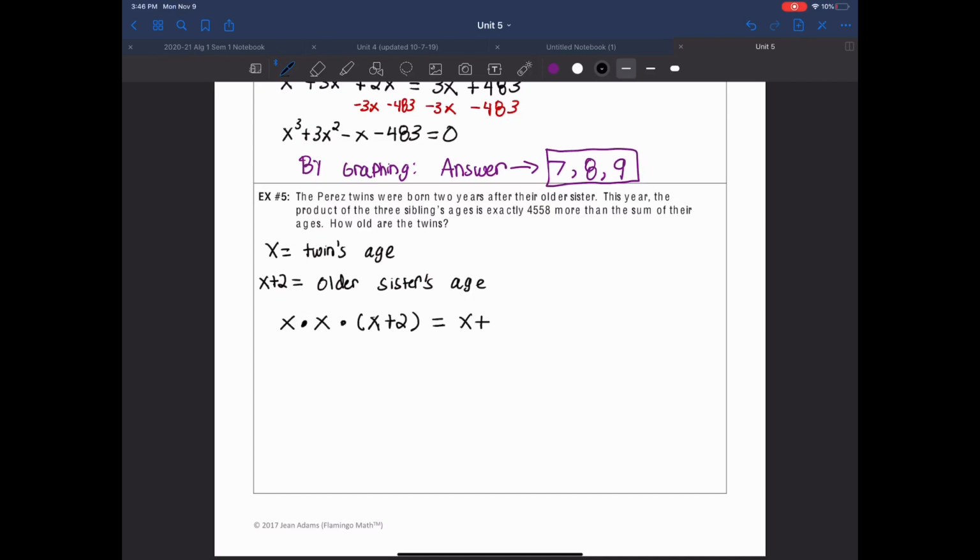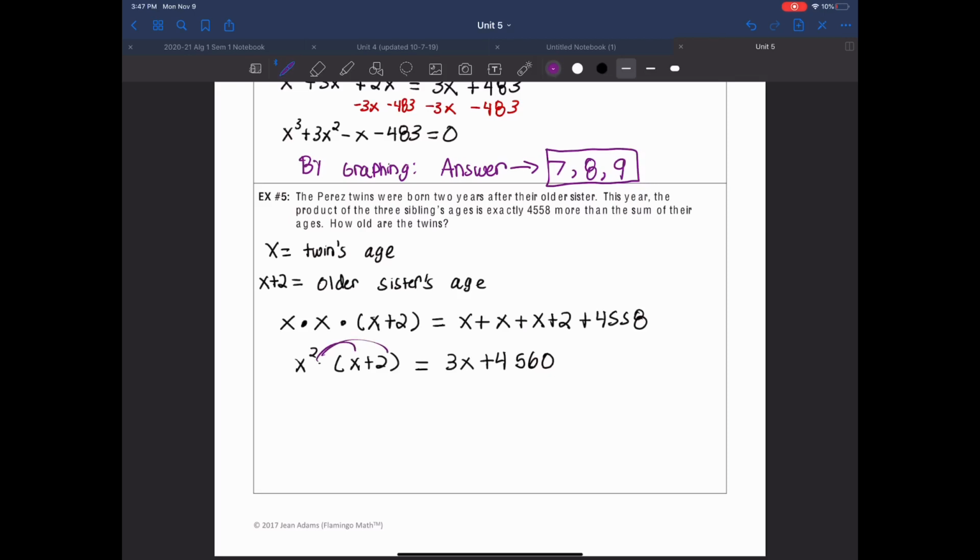So that's equal to x plus x plus x plus 2, plus 4,558. Okay, so now I'm going to do some multiplication here. On the left-hand side, x times x gives me x squared, times x plus 2. And that is equal to, let's go ahead and clean some things up here. x plus x plus x gives me 3x. And then I have 2 plus 4,558. That's going to be plus 4,560.